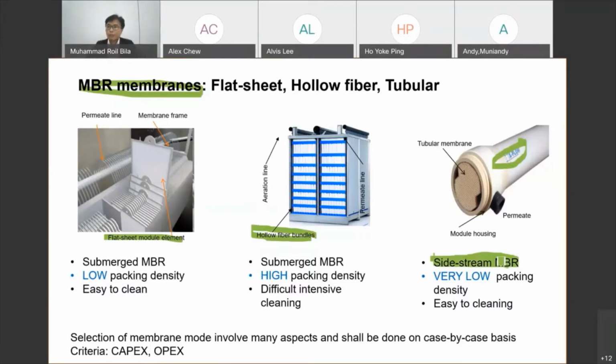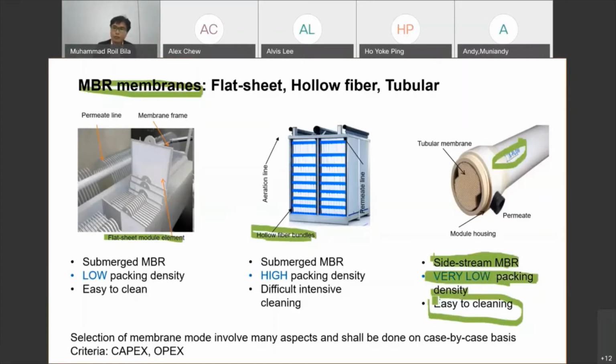The good thing about this one, as you saw in the previous slide, is that we can operate it at very high cross-flow velocity, so less fouling, and high pressure, 2 to 3 bar, sometimes even up to 4 bar, resulting in quite high flux. The problem is that it has low packing density, so basically we need a lot of space for this membrane. Because it is detached from the tank, it is quite easy to clean the membrane if you eventually need to do chemical cleaning. So that's the plus point.